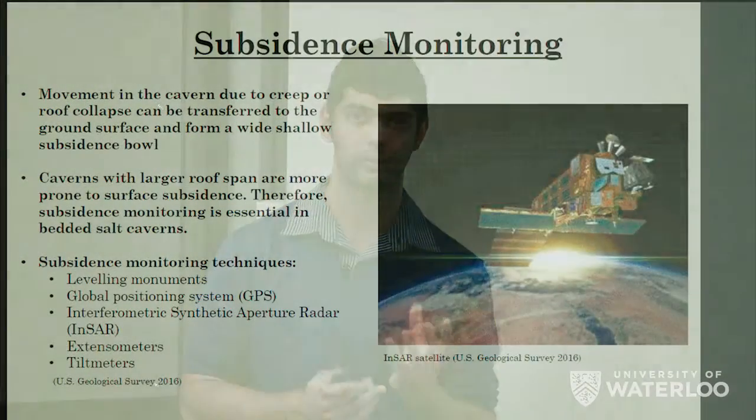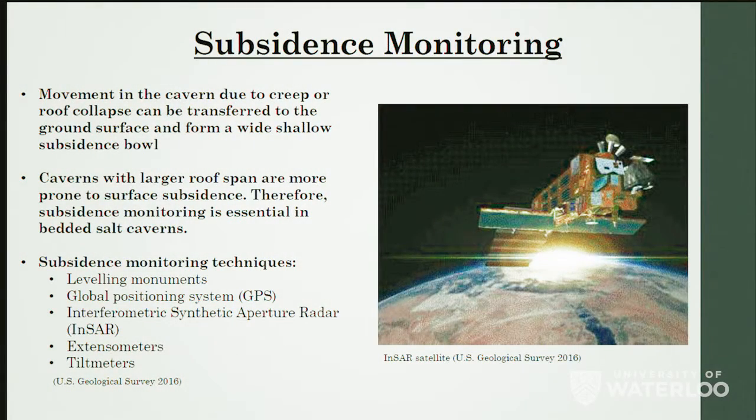Subsidence monitoring is the first one. Movement in the cavern due to creep or roof collapse can transfer the strain to the ground, and it can form a shallow subsidence bowl on the ground. And caverns in bedded salt are actually prone to subsidence. That's because in bedded salt we tend to have cylindrical caverns with larger diameters, which can cause roof collapse. And in subsidence monitoring, there are actually five techniques. These are leveling monuments, GPS, InSAR, extensometers, and tiltmeters.